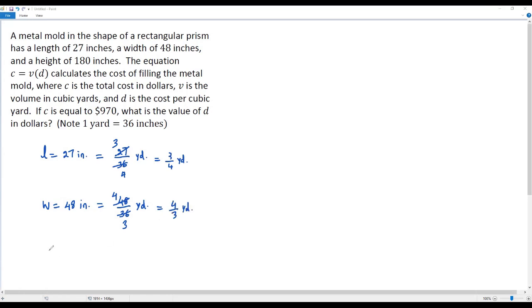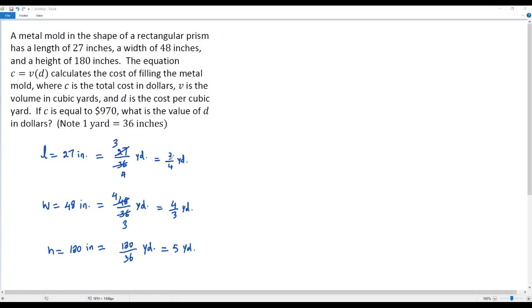Now let me take the height, that is 180 inches. Let me divide this by 36 to convert to yards. When I divide 180 by 36, I get 5. That is, we get 5 yards. Here I got the dimensions in yards.